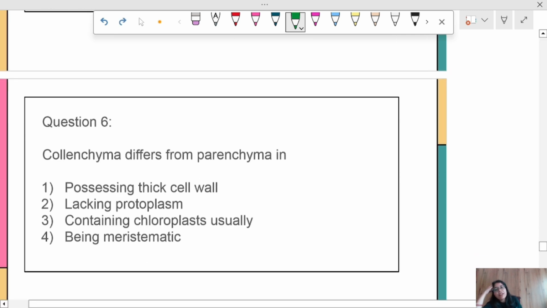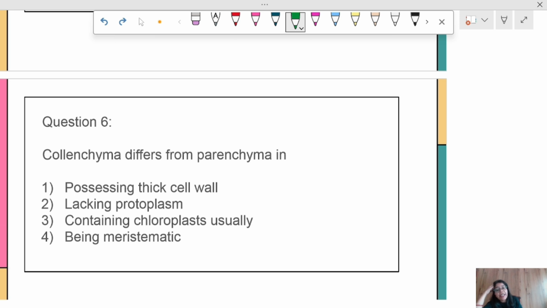Collenchyma differs from parenchyma in possessing thick cell wall, lacking protoplasm, containing chloroplast, usually being meristematic. So, possessing thick cell wall, right? Here you have thickening in the cell wall. Remember, at the corners you have more pectin deposition. You have cellulose, hemicellulose, and pectin here, but pectin is in the highest amount. In parenchyma you only have a cellulosic cell wall, which is thin. So this is the difference.